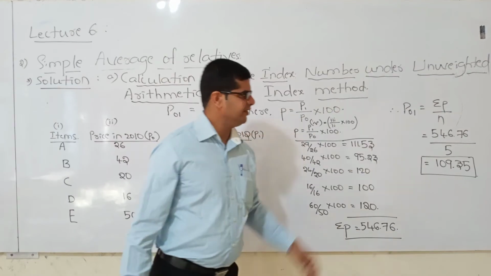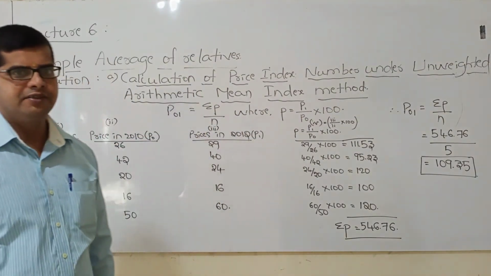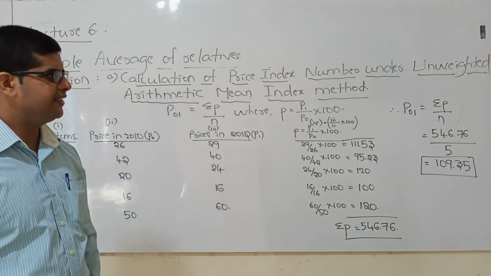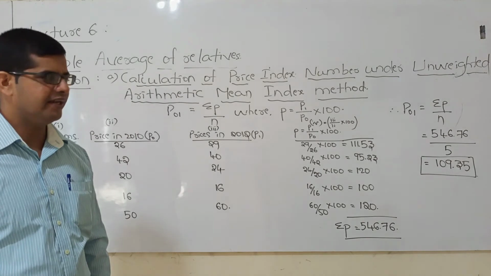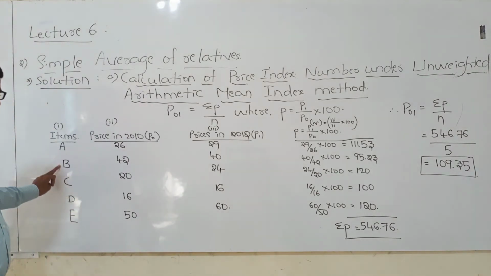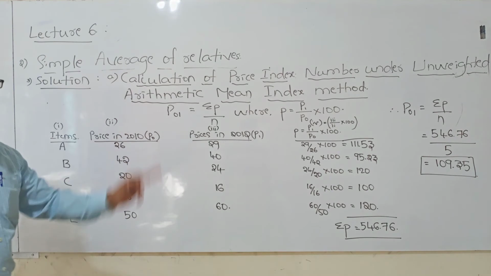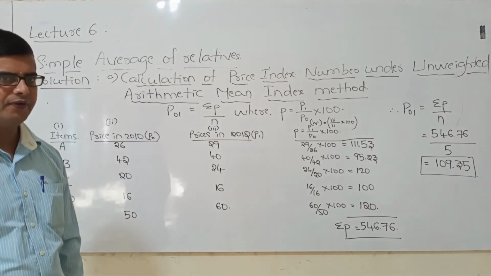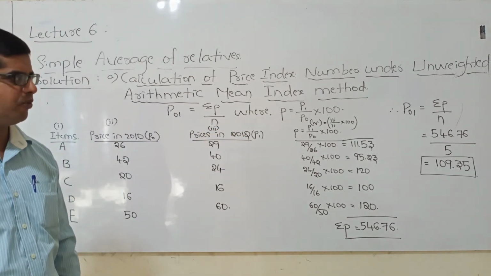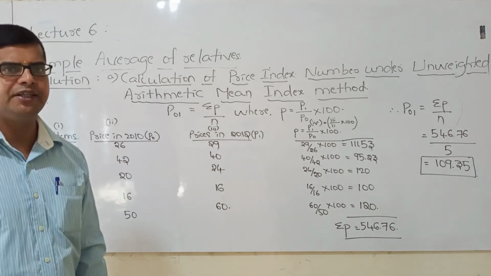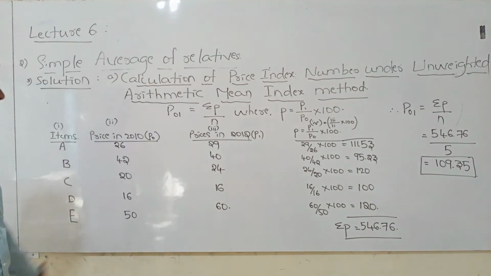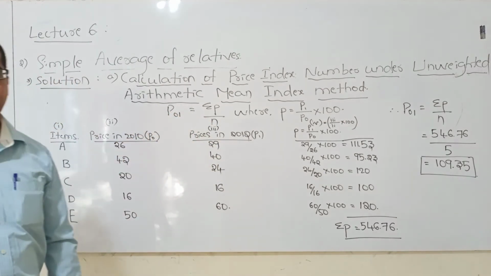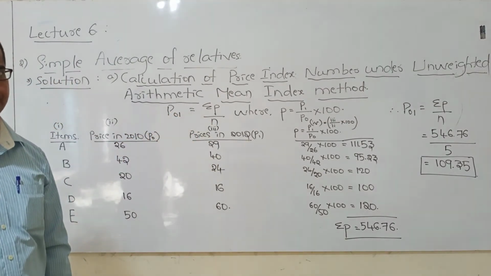Okay, so we are getting the price relative change under the arithmetic mean index method. That is P01 is equal to summation P divided by N. N is the number of items: 1, 2, 3, 4, 5. Summation P calculated is 546.76. So finally we are getting 109.35% change in the prices of the commodities, that is for the current year 2012, taking 2010 as the base period.